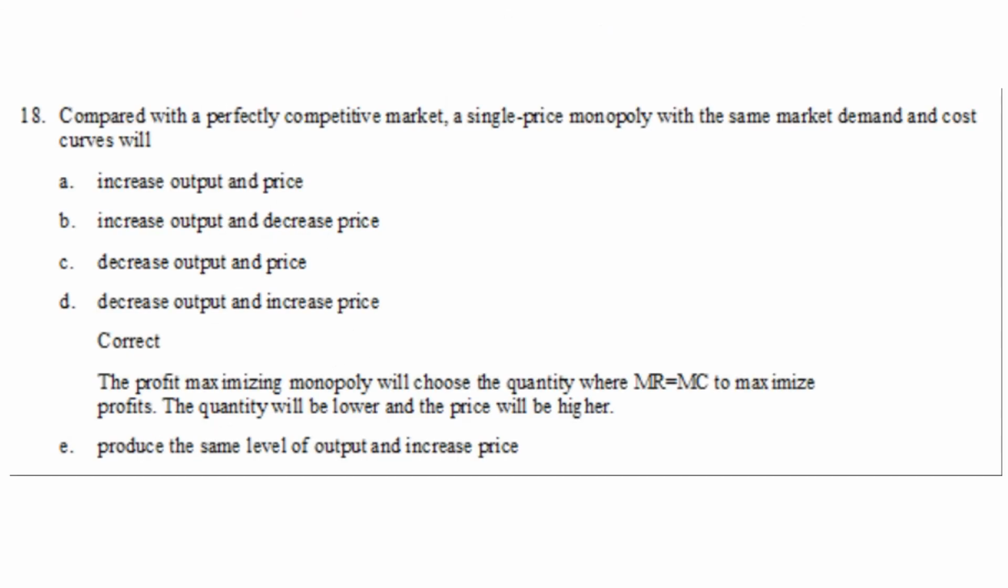Compared with the perfectly competitive market, a single price monopoly with the same market demand and cost curves will, and this answer is D, decrease output and increase price. This is correct because the profit maximizing monopoly will choose the quantity where marginal revenue is equal to marginal cost to maximize profit. The quantity will be lower and the price will be higher.